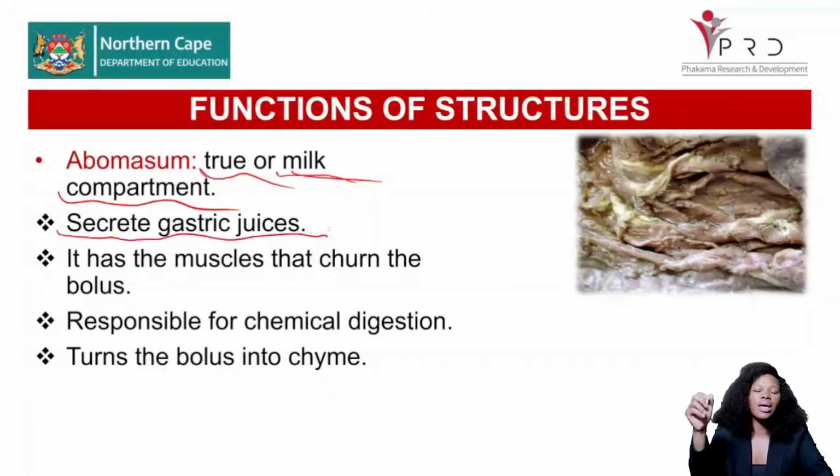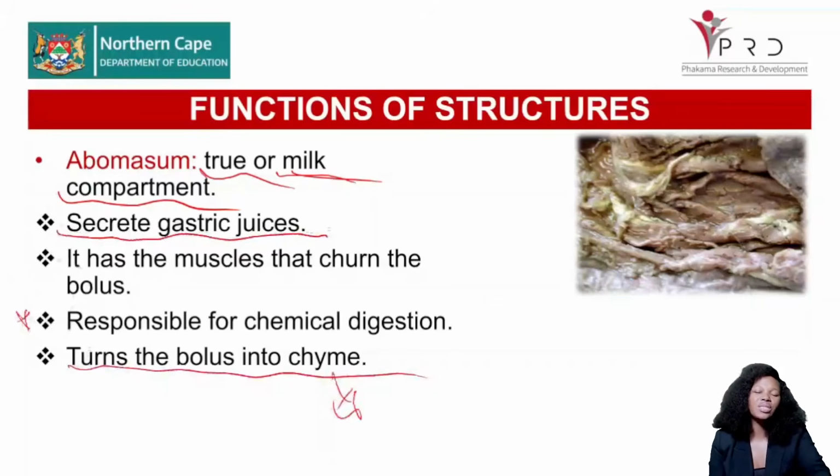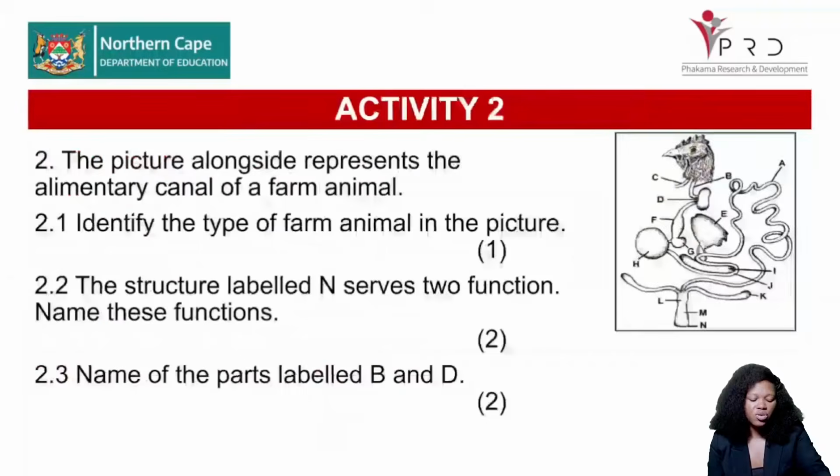They all secrete gastric juices, right? Also, this compartment is responsible for chemical digestion, as it is secreting gastric juices with enzymes. It also turns the bolus into chyme. Remember I said initially, when a bolus has been mixed with the gastric juices, the term has to change into chyme, right? So these are the functions of the internal structures that make up the complex stomach of a ruminant.